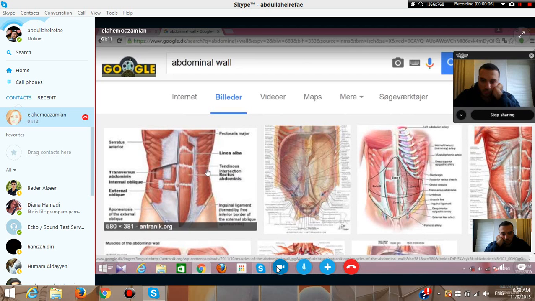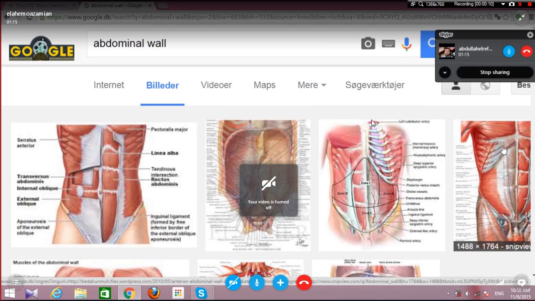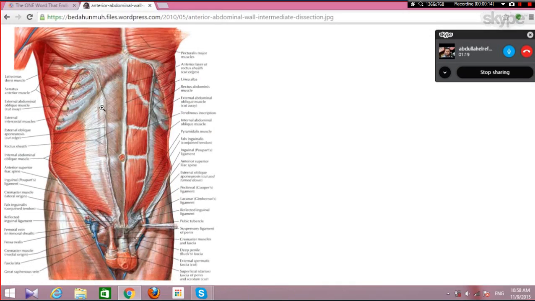Okay. We start from abdominal cavity or abdominal wall. Here, if you look at this picture, here is abdominal wall. Do you remember we went through the ribs and the rib cage? All the ribs belong to the thoracic wall. So till here is thorax.